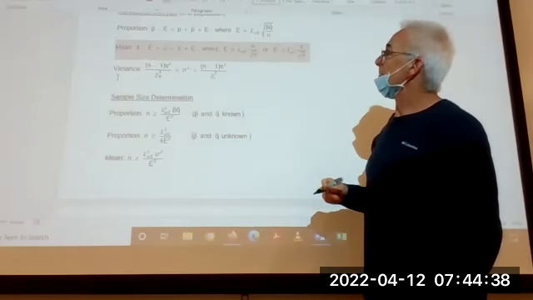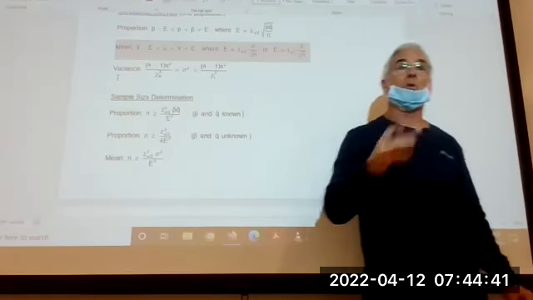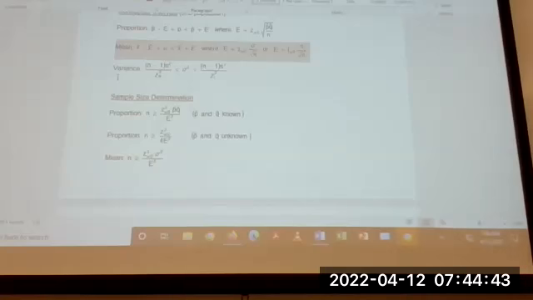Now, do we know sigma? No. So we'll use S. We don't know sigma. If you don't know the population mean, do you know the population standard deviation? Probably not, because you need the population mean in order to calculate it. Does that make sense? So we would actually use whatever we have.